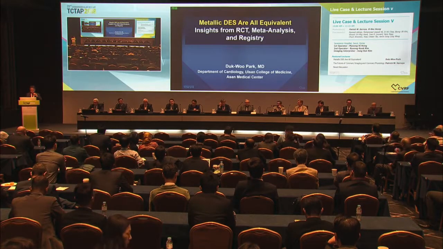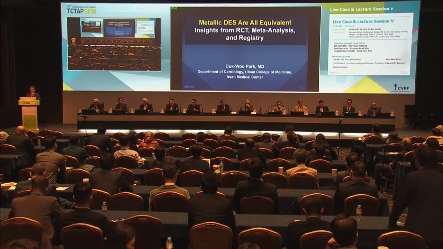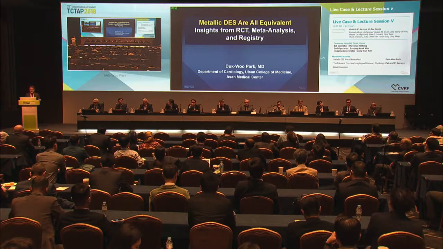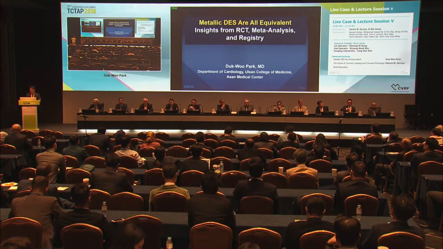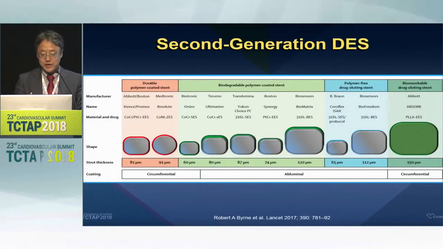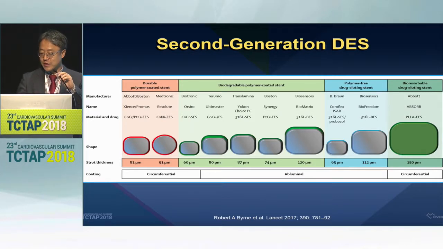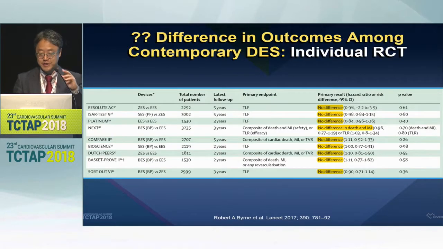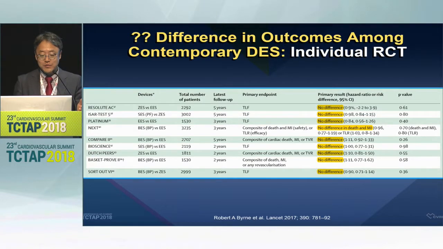Okay, thank you, Dr. Sung. So I'm going to talk about the metallic drug-eluting stent, all equivalent, insight from randomized trials, meta-analysis, and registry. Looking at the second generation drug-eluting stent, diverse types are available: durable polymer coated and biodegradable polymer-free drug-eluting stents. Also, the next version, the bioabsorbable scaffold. Physicians usually select on their preference and on the basis of clinical and lesion characteristics.